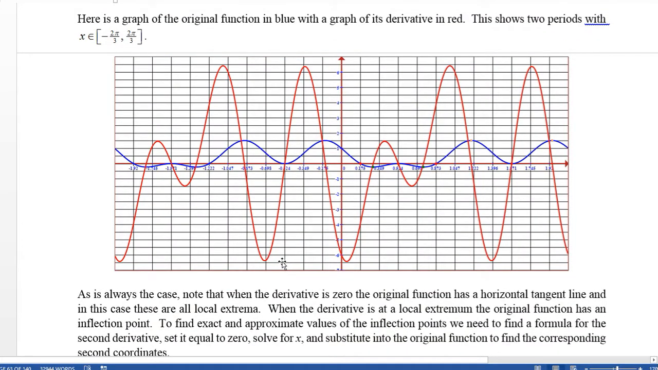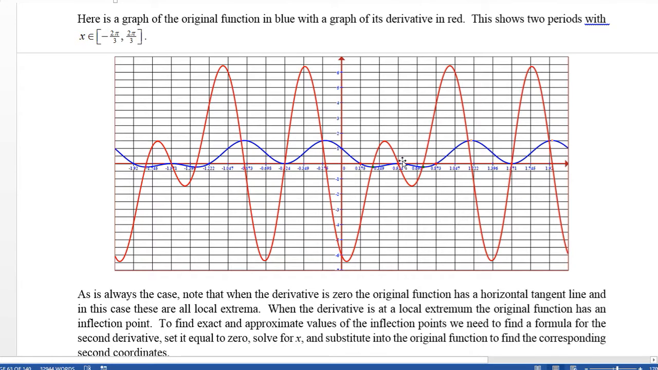Okay? Now here's a graph of the original function in blue and the derivative in red, and it looks like 2 periods from minus 2 pi over 3 to 2 pi over 3. And notice, of course, that like you always see with the derivative, when the derivative is negative, from here to here, from this maximum to this minimum right here, the original function is decreasing. And then it increases from here to here. That's from when the derivative is positive, from this x-intercept to this x-intercept on the derivative.